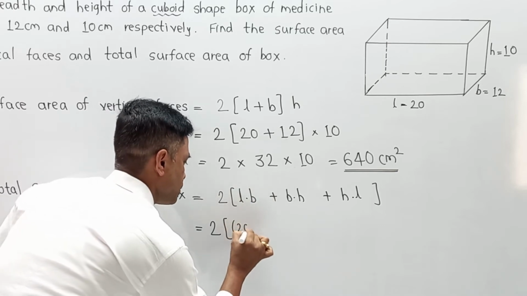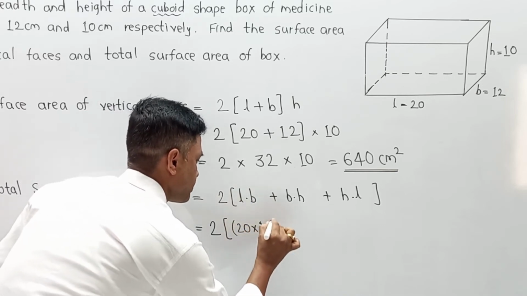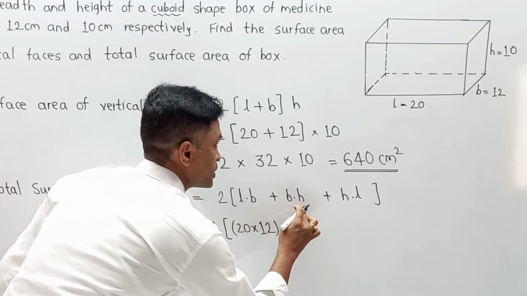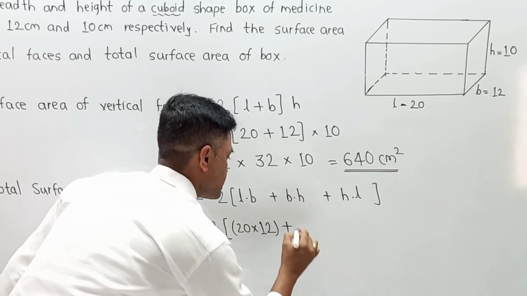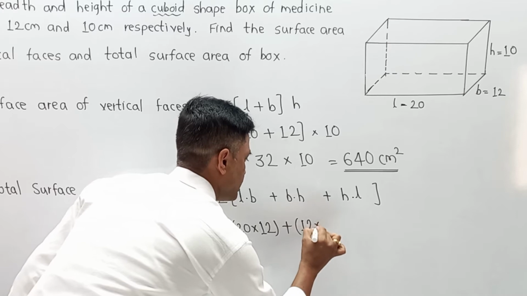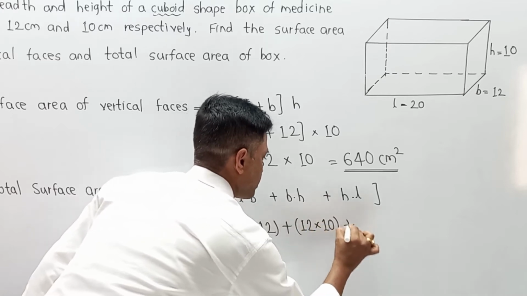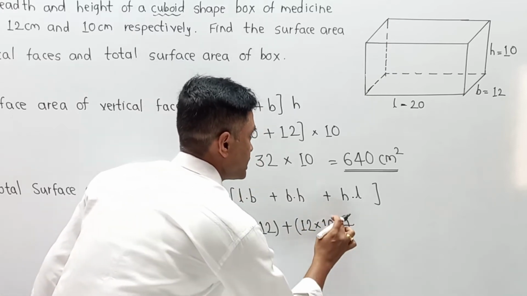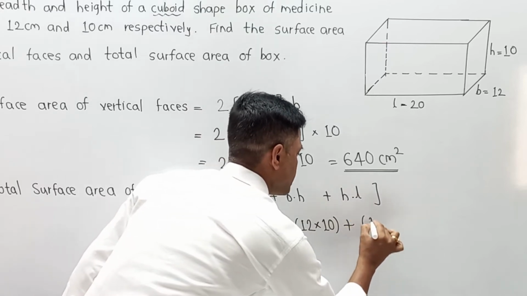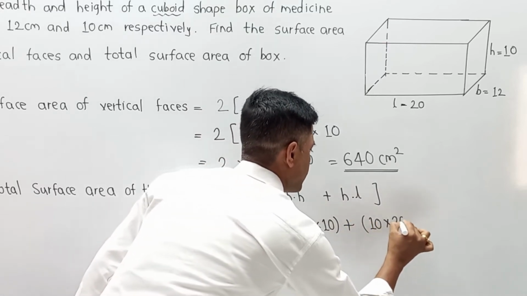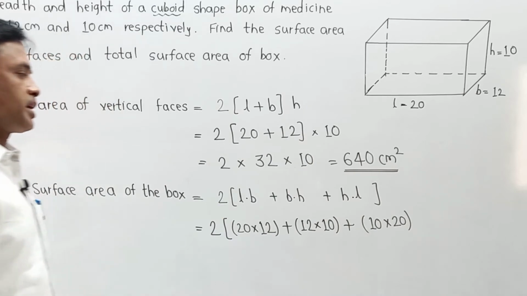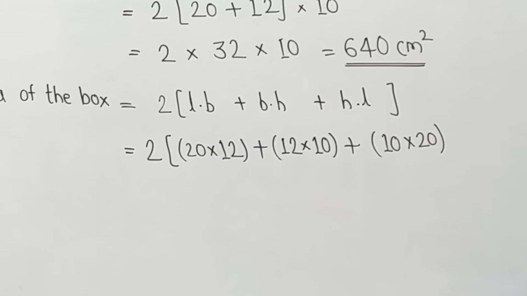So it becomes 20 into 12 plus B into H. So B is 12 and H is 10. So 12 into 10 plus H into L. So H is 10 and L is 20. So 10 into 20. The next part is simplification in terms of calculation.